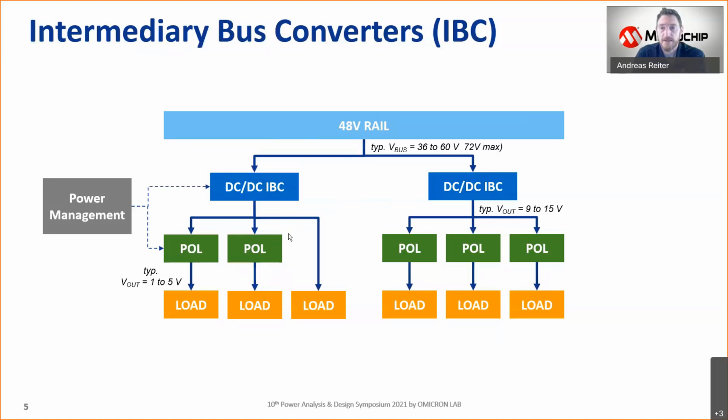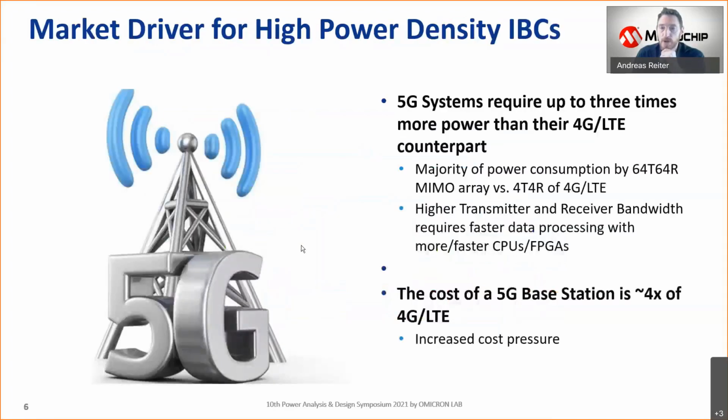One of the major drivers for more advanced, high-speed, high-performance IBCs currently is 5G systems. 5G has a significantly higher power demand versus the most recent 4G or LTE network systems. Especially in base stations, if you compare the power consumption of a 5G base station, that's almost 4x the power conversion demand of a 4G counterpart. So it means we need a lot more power to provide to various loads.